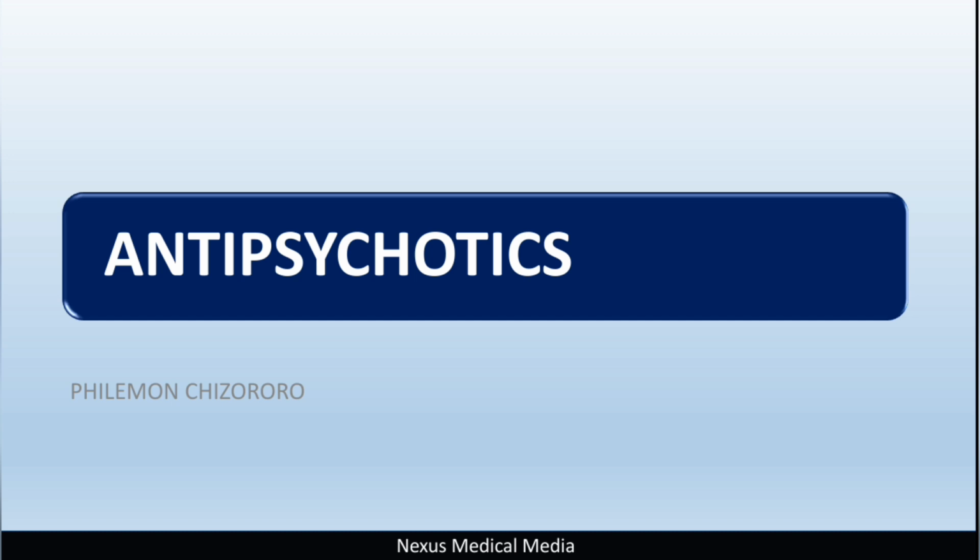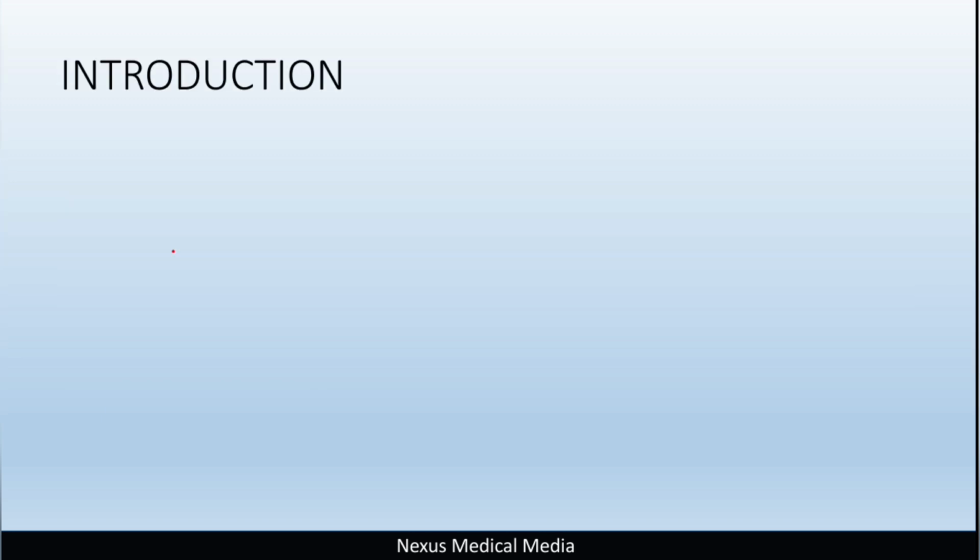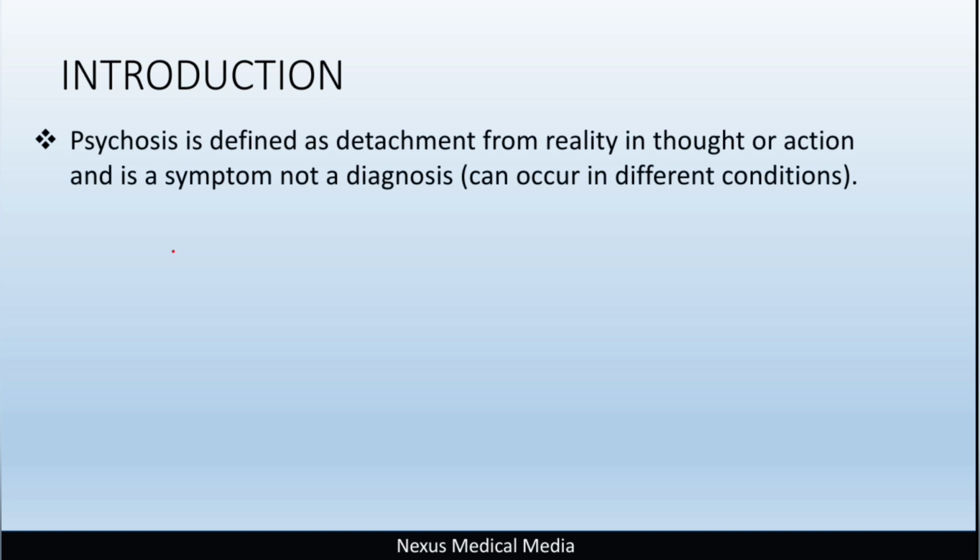In this video, we are going to talk about a general classification of antipsychotics. But before we talk about the different classes, let's start by defining psychosis. Psychosis is defined as detachment from reality in thought or action, and this is a symptom, not a diagnosis, because psychosis can occur in different conditions.